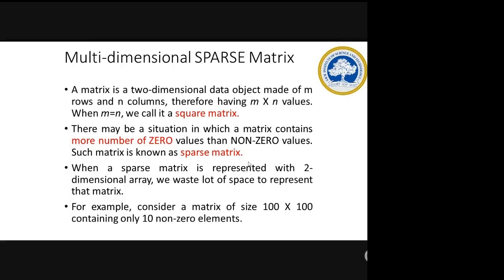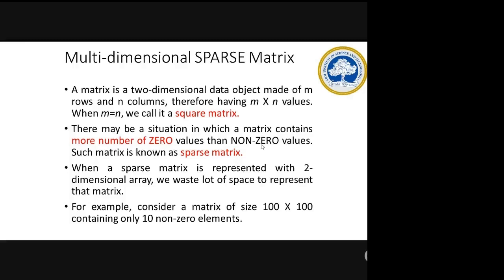A sparse matrix is nothing but normally a matrix of m cross n. But the elements contained in it are such that you will have a very large number of zeros in it. You will have very few non-zero values, and more zero values than non-zero values.